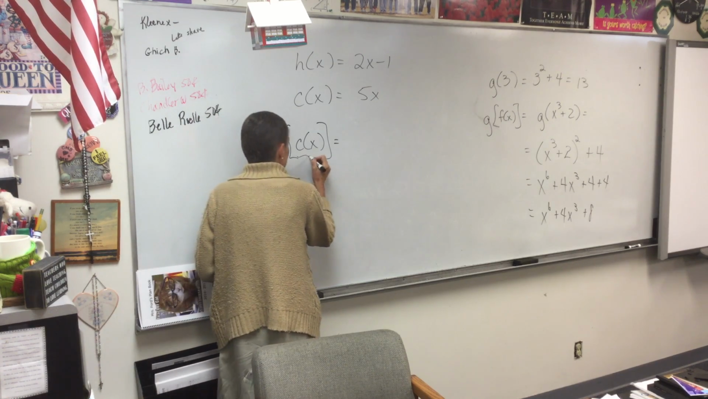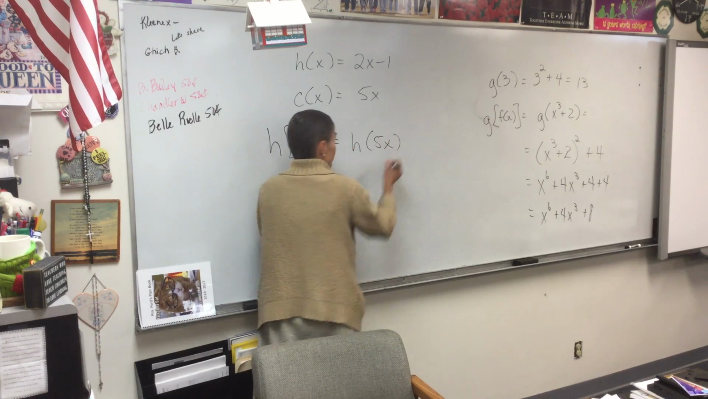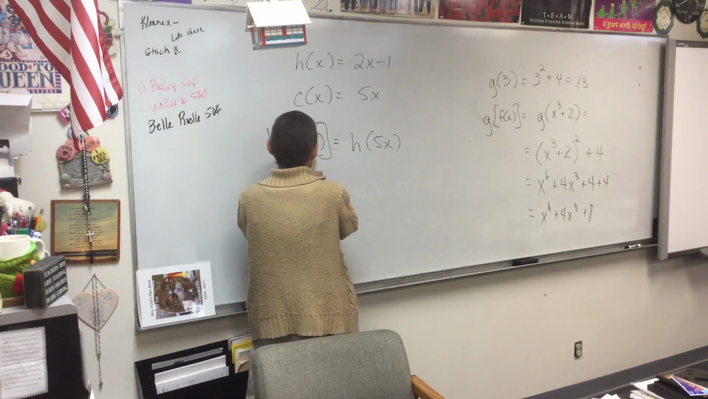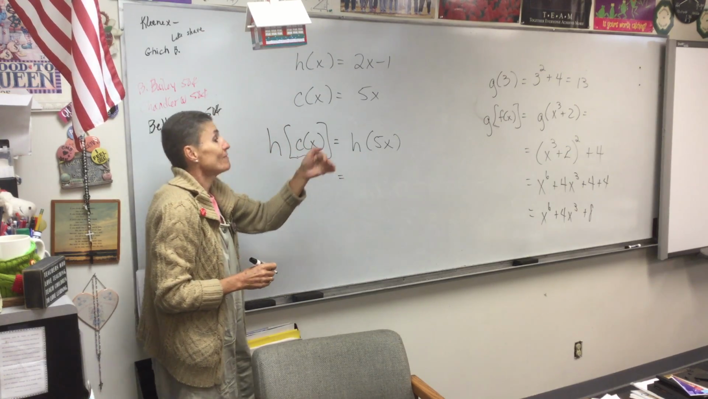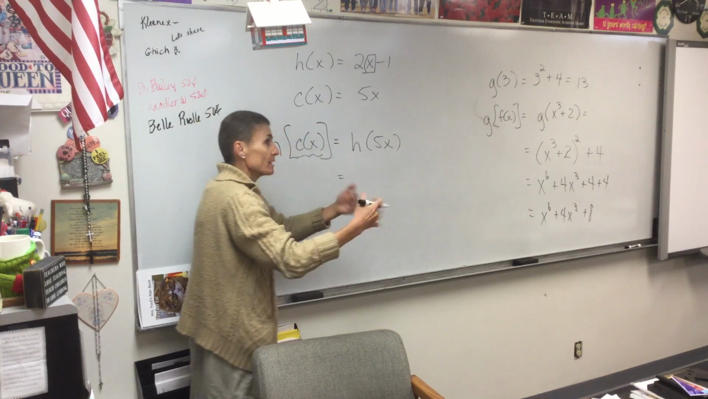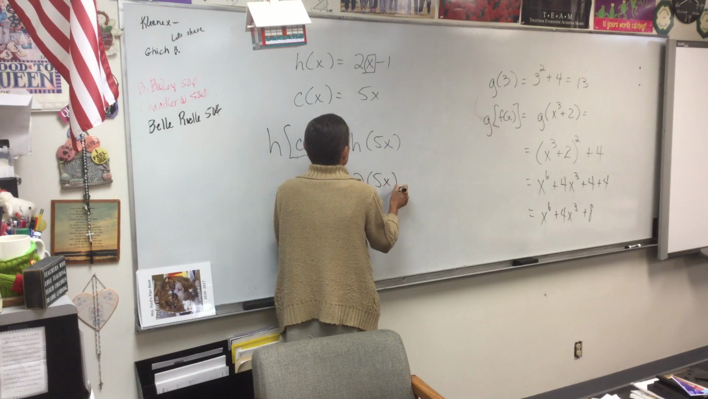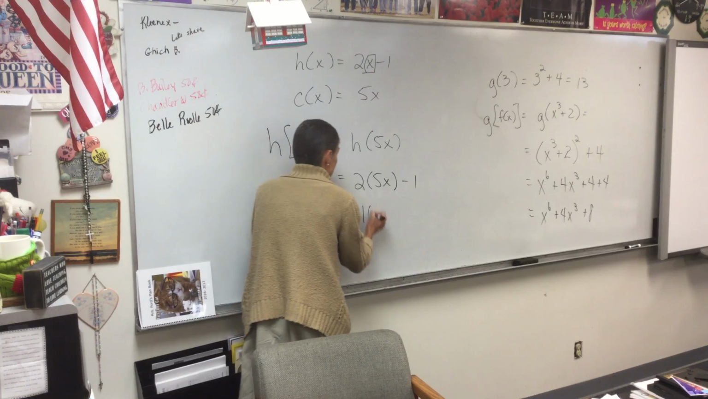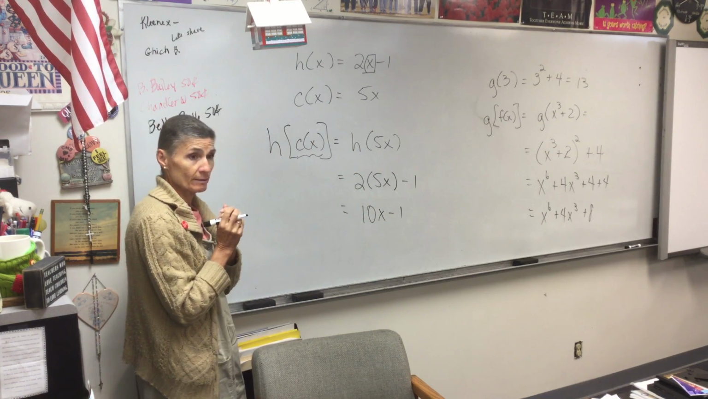What's c of x? 5x. So what we're really doing is finding h of 5x. c of x is 5x, so I'm finding h of 5x. Now what does that mean? h of anything means take out the x and plug in that. So it's going to be 2 times 5x minus 1, which is 10x minus 1. And we're done. That's all there is to it.